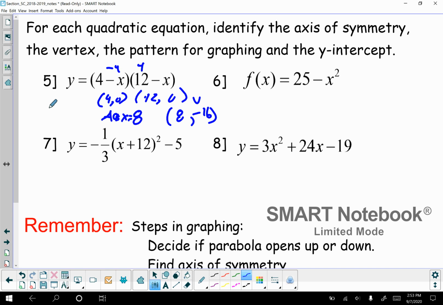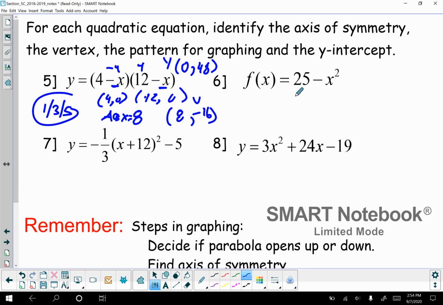Pattern graphing on this one would be 1, 3, 5. And the reason it's not negative is that if I FOIL this out, the negatives become a positive. And then find the y-intercept. If I want to find the y-intercept, plug 0 in for x. So 4 minus 0 times 12 minus 0 is going to give me 48. So (0, 48) is my y-intercept.